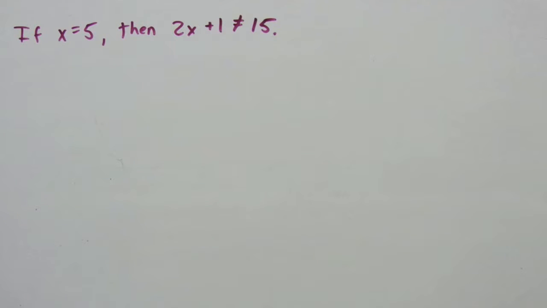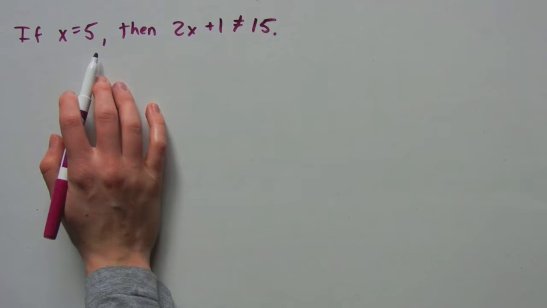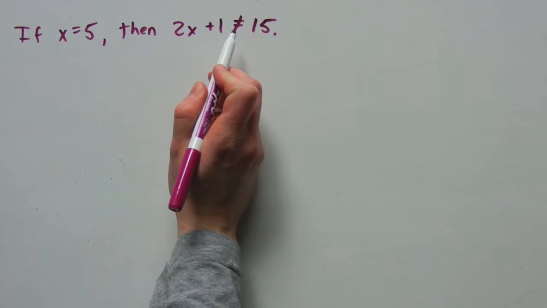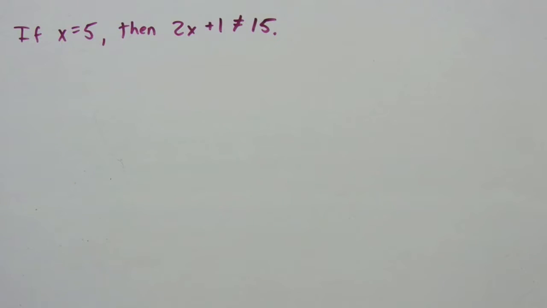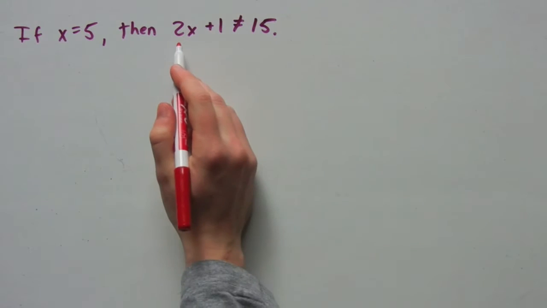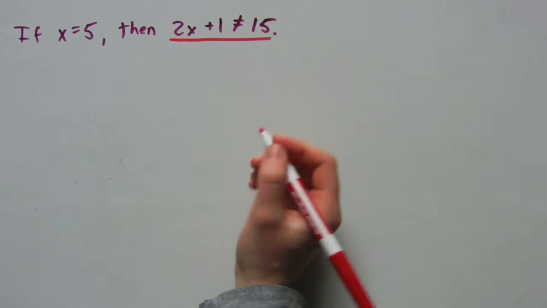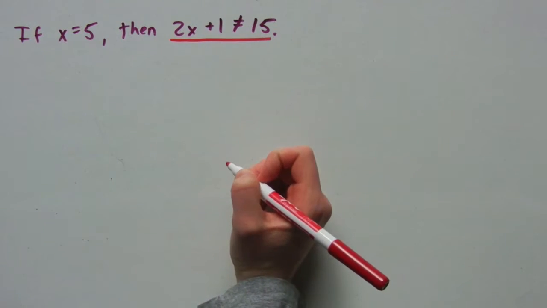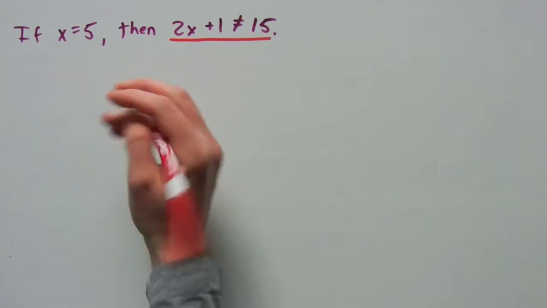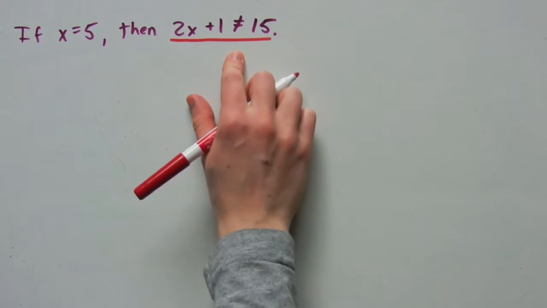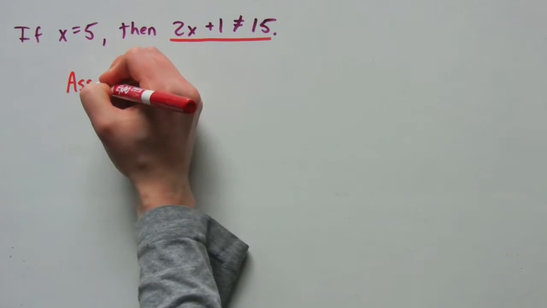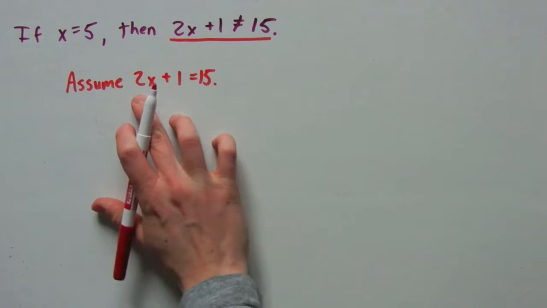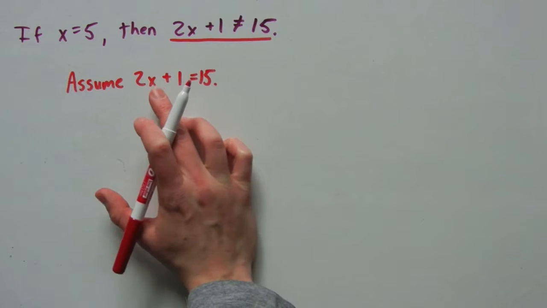Here I have an if-then statement. If x is equal to 5, then 2x plus 1 does not equal 15. And we're going to prove this using an indirect proof. So our first step is to assume that the conclusion is false. So in this case, our conclusion is 2x plus 1 does not equal 15. Assuming that's false, that means that we're assuming that 2x plus 1 does equal 15. Why don't we solve this equation and see what x would be equal to?